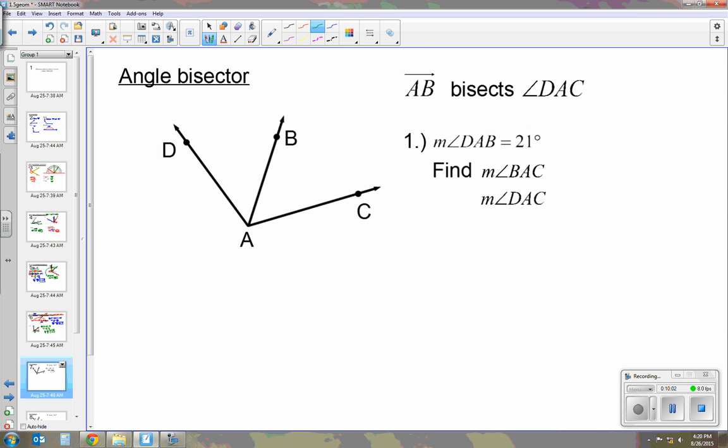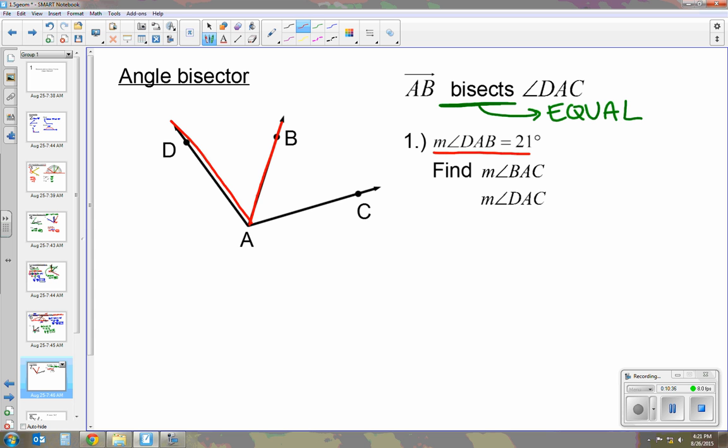Next up, we're talking about an angle bisector. And I tell you that AB bisects angle DAC. If we think back to a couple of sections ago, I talked about a bisector, and I said that a bisector cuts something into two equal parts. So whenever I see bisects, I can automatically think equal because it cuts it into two equal parts. So that's your keyword.